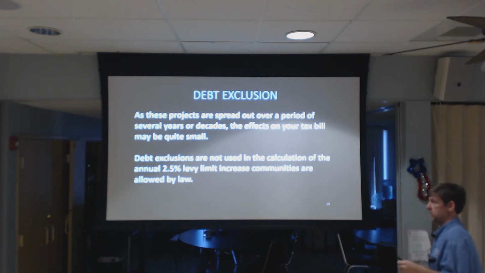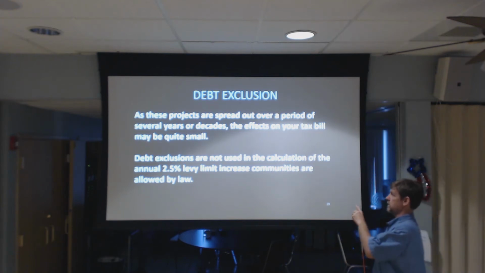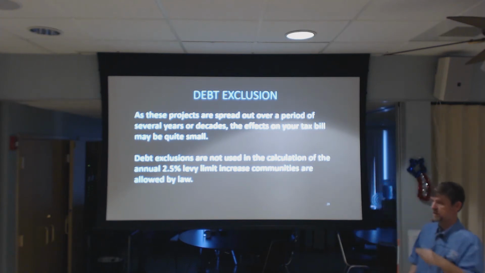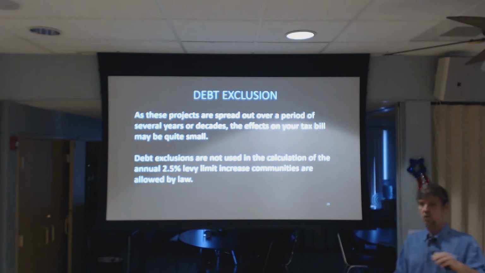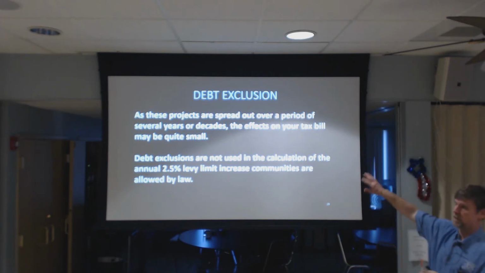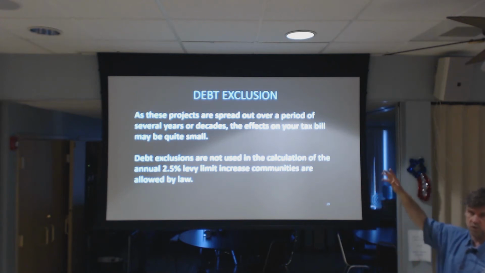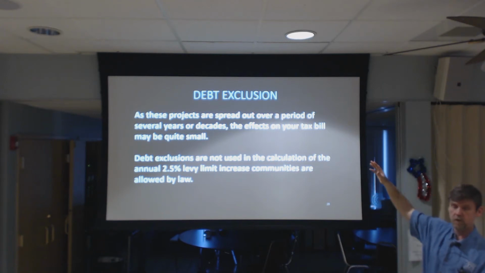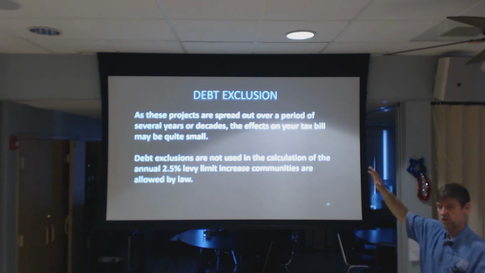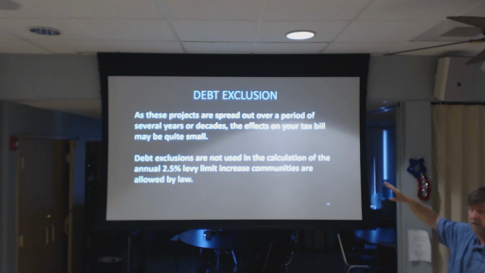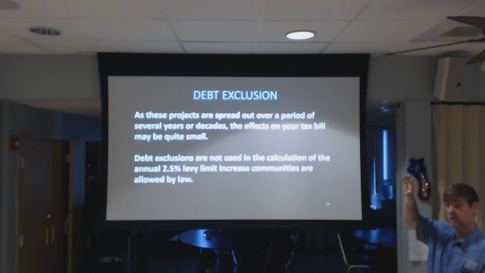And the other thing about debt exclusions is that they're not used in the calculation of the 2.5% levy limit increase. So that's why sometimes you'll see multiple numbers for fiscal year 18, one with debt exclusions, one without debt exclusions in some of the slides. That's because the 2.5% levy limit increase is calculated on the tax levy without the debt exclusions added into it.